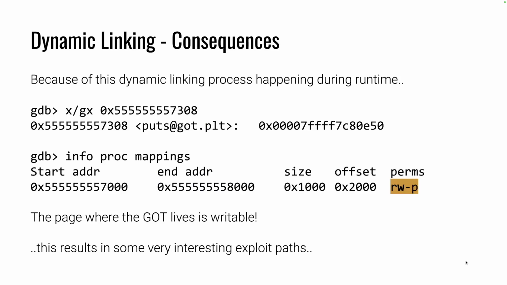So what are the consequences of this dynamic linking and resolution process? Well, let's think a little bit about it critically. There's some region of memory that contains these GOT function pointers. And because these have to be updated dynamically at runtime, that region of memory must be read-writable, right? So the page of memory where the GOT lives is writable.